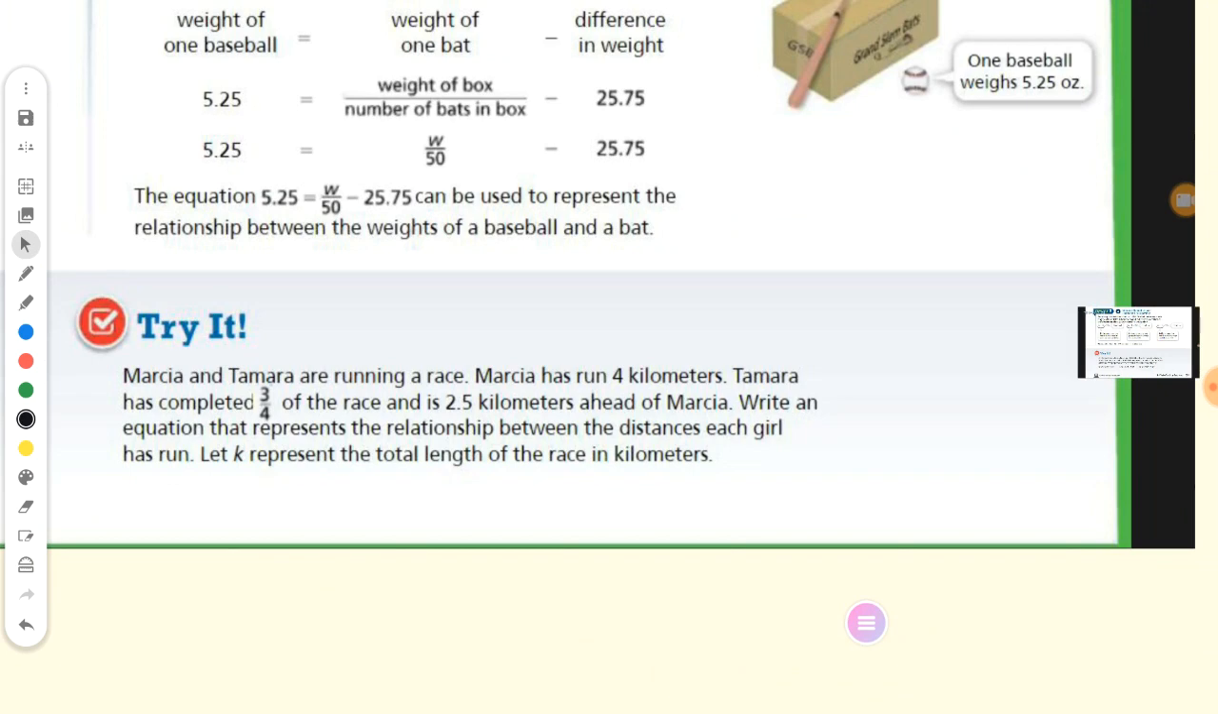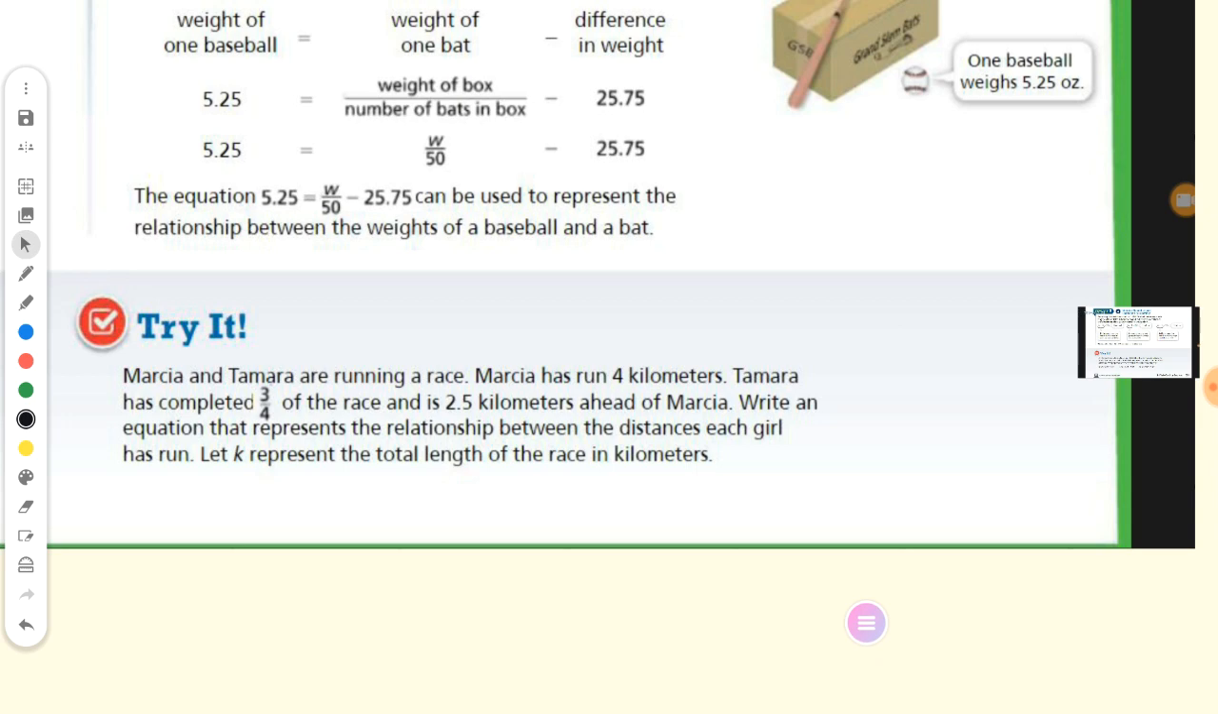Marika and Tamara are running a race, okay? Marika has run 4 kilometers. Tamara has completed 3/4 of the race, and that is equal to 2.5 kilometers ahead of Marika. Write an equation to represent the relation between the distance each girl ran.